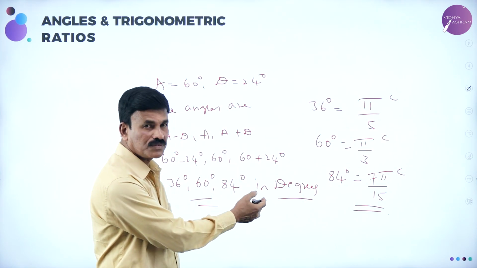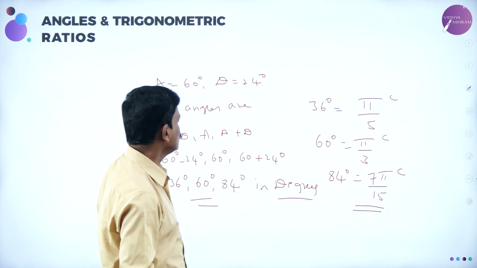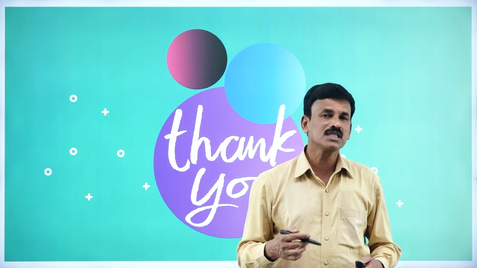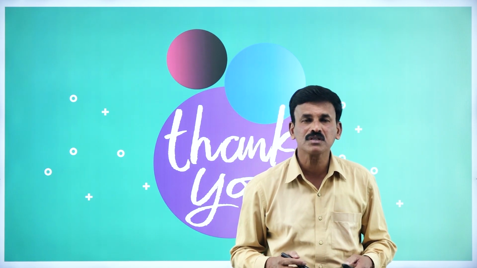So the sum of the three angles is equal to 180 degrees. That's it. Okay. So these are a few problems based on conversion between degrees and radians depending upon the given statement of the problem.